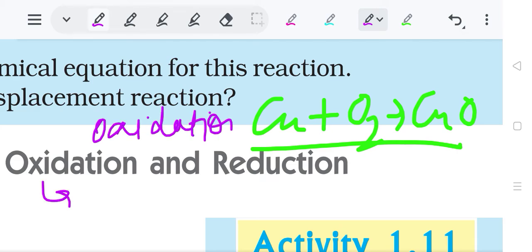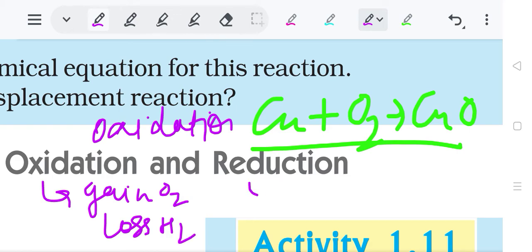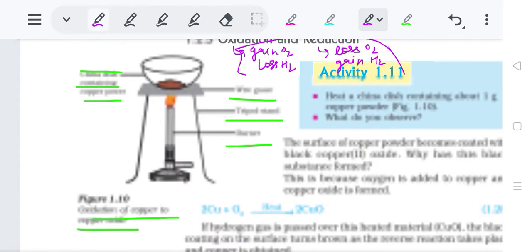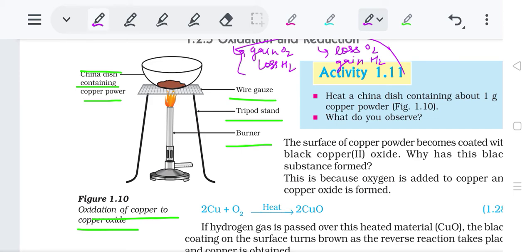Oxidation means gain of oxygen and loss of hydrogen. Reduction is the opposite. Loss of oxygen and gain of hydrogen is known as reduction. So after this reaction, you will see black copper oxide. So this is the reaction when given heat.